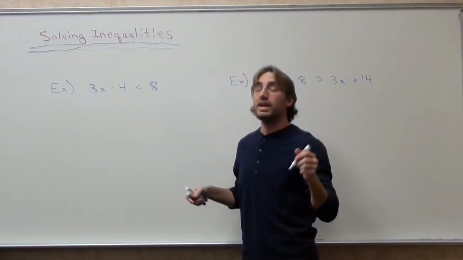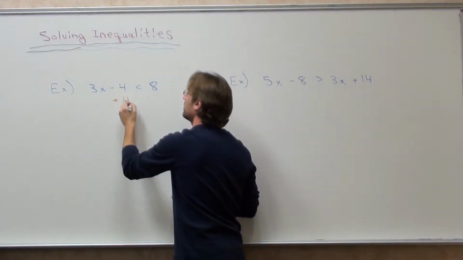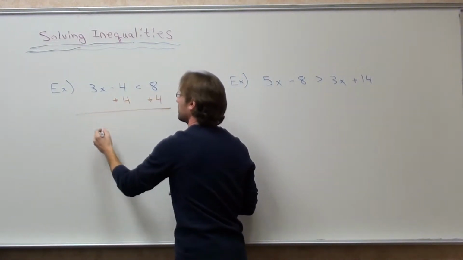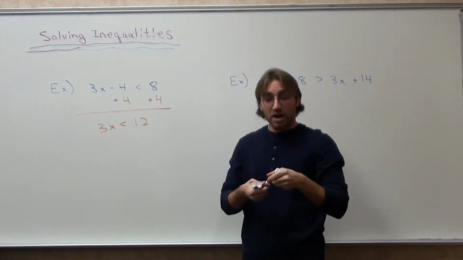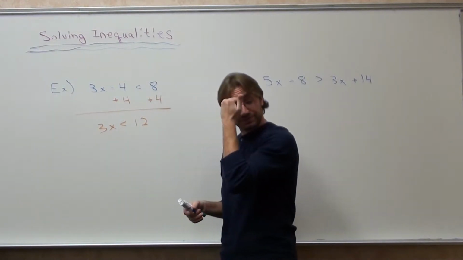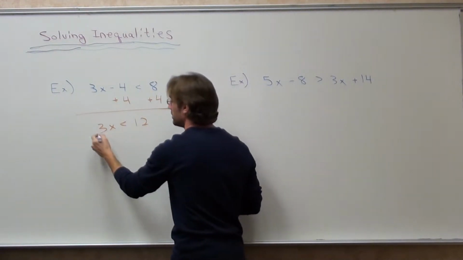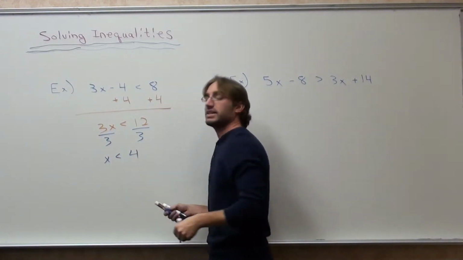So that's always something to keep in mind. For this one, I actually have to add 4 to both sides first. 3x is less than 12. Divide by 3 on both sides, because that's 3 times x is less than 12. X is less than 4.